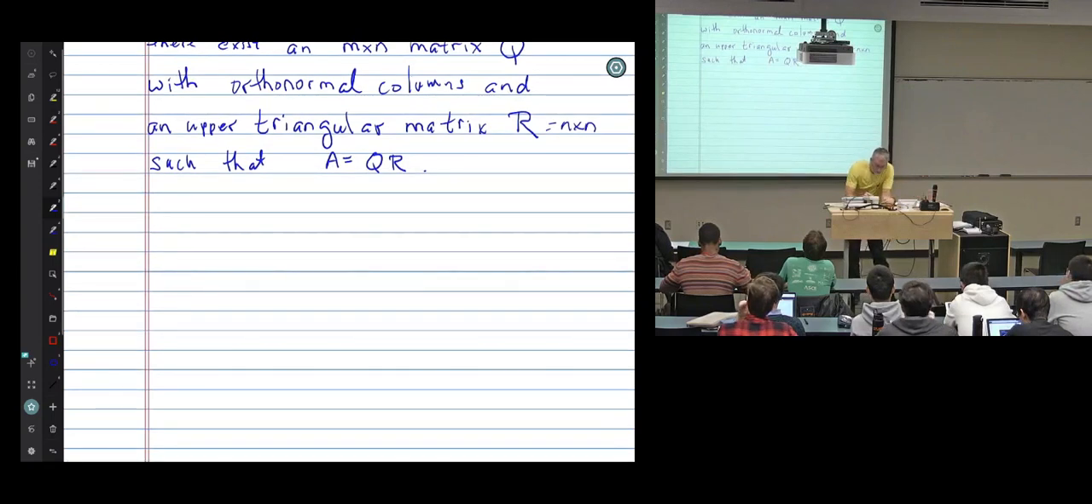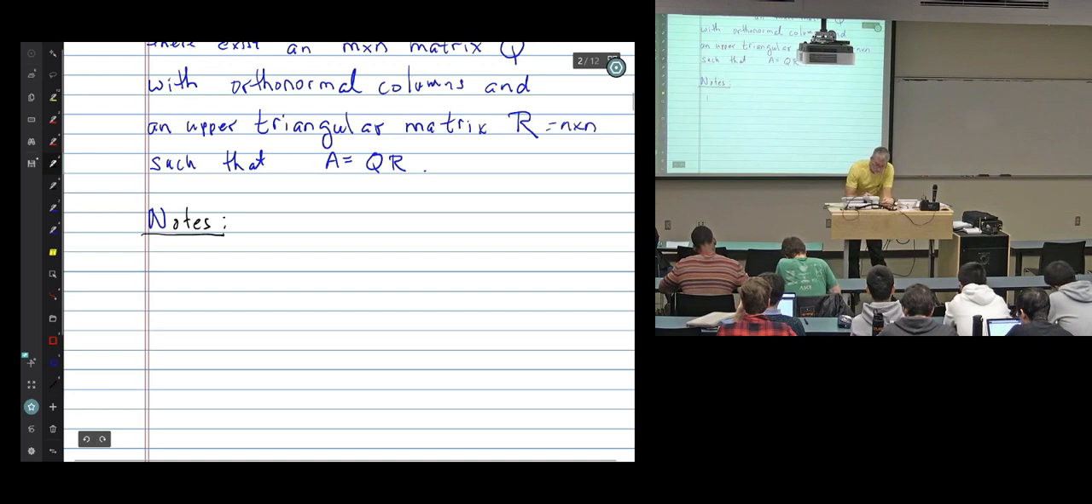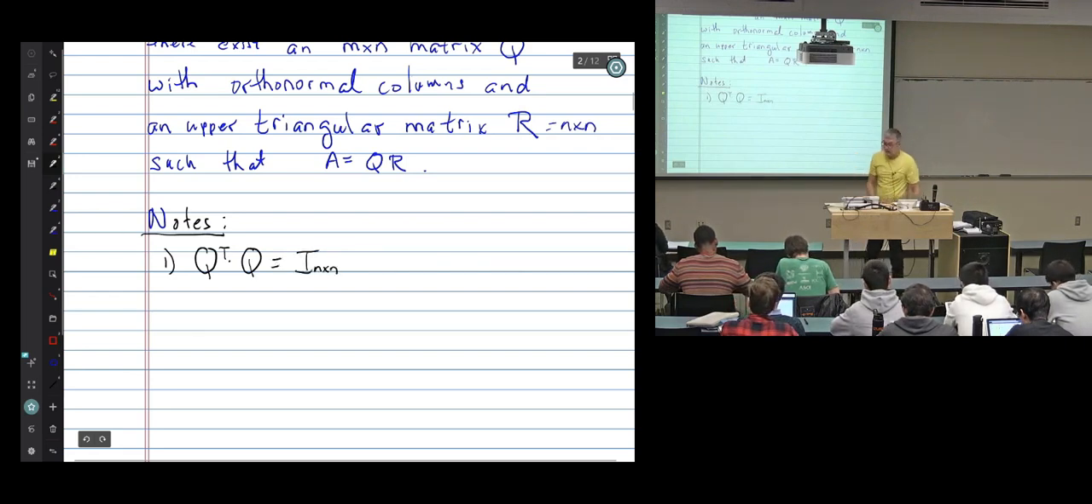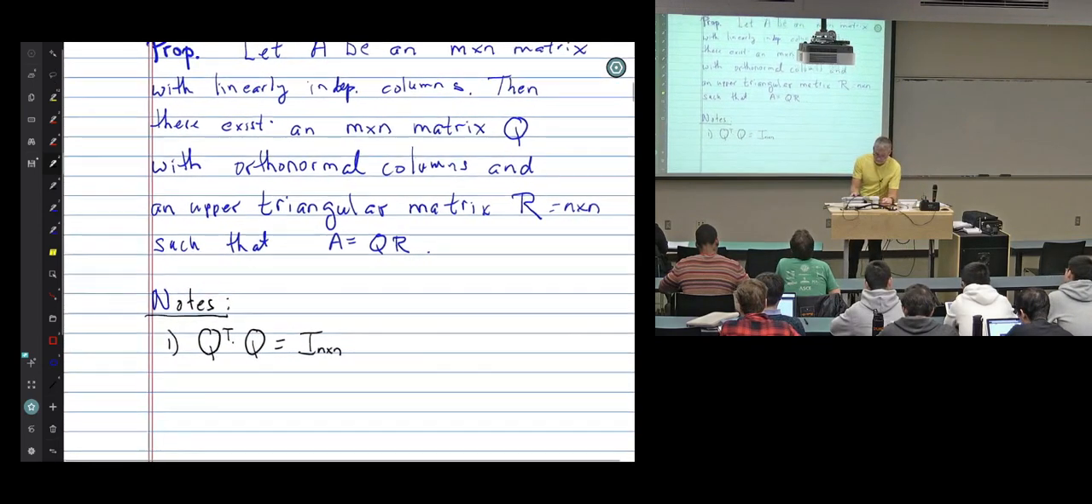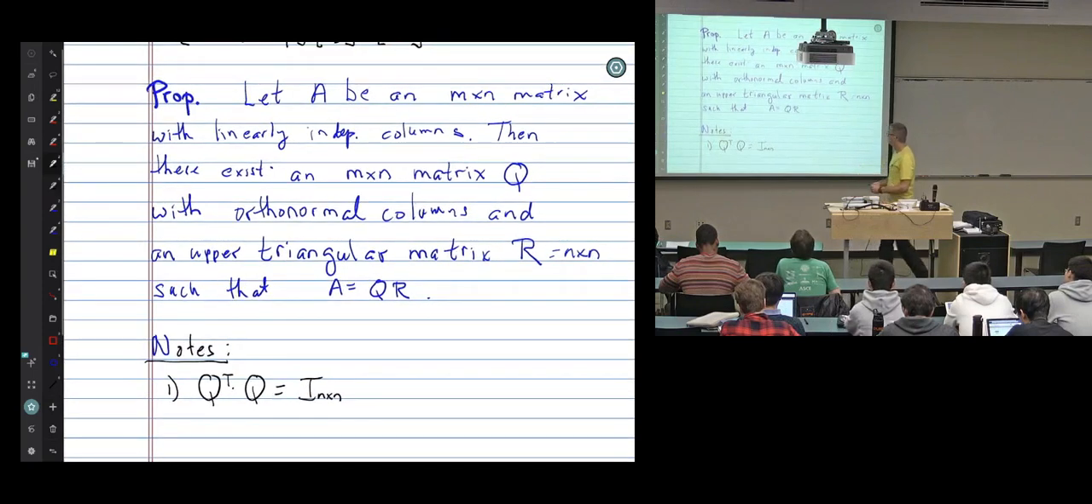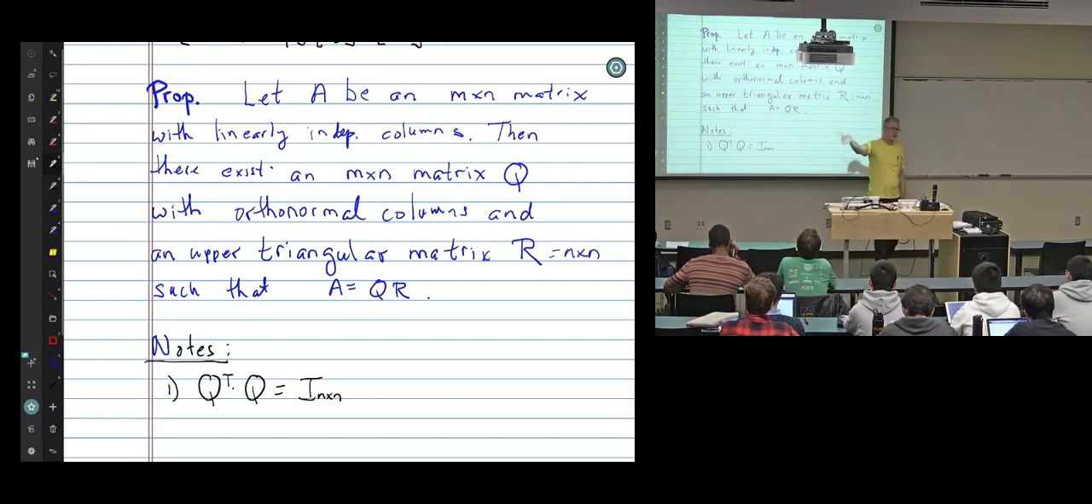Okay, so just a few notes and then we'll get into this. Notes. One. Q transpose times Q is square. So it's the identity N by N. So just review. Why did we not call Q an orthogonal matrix?